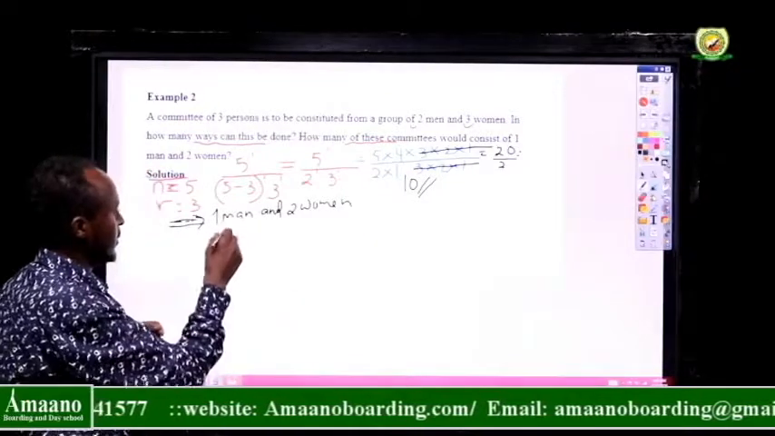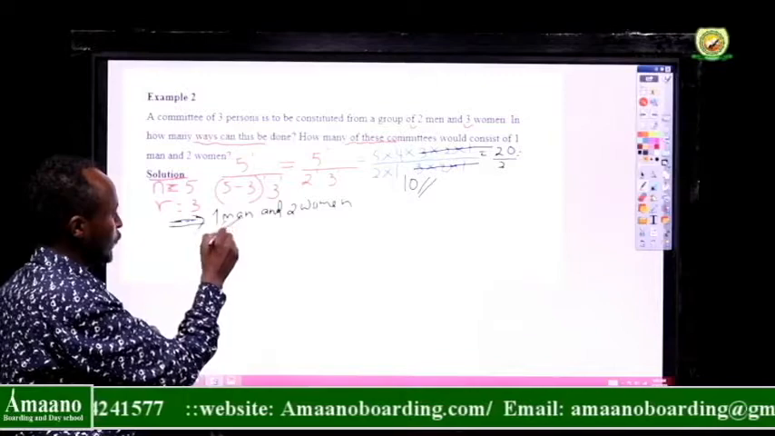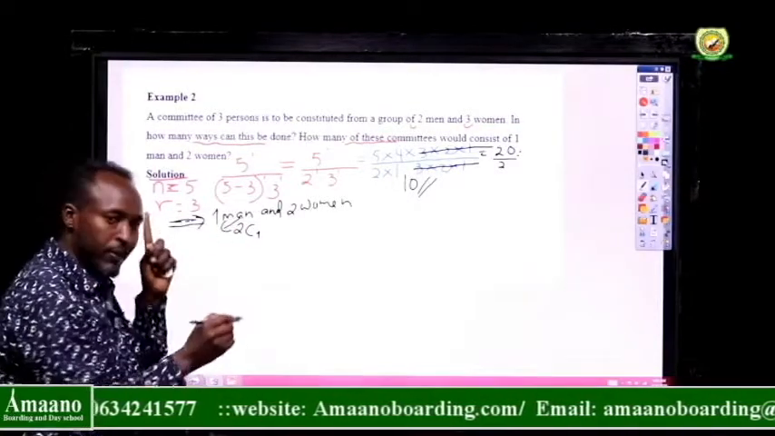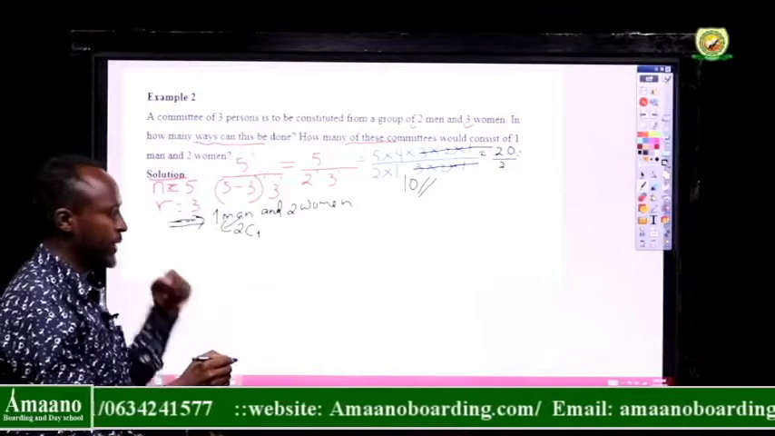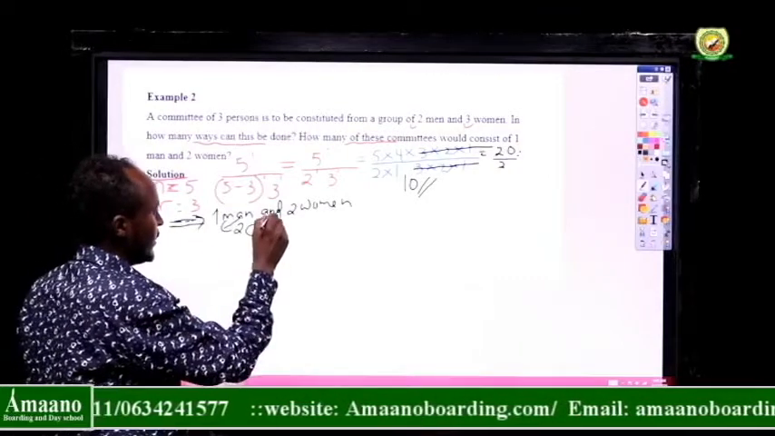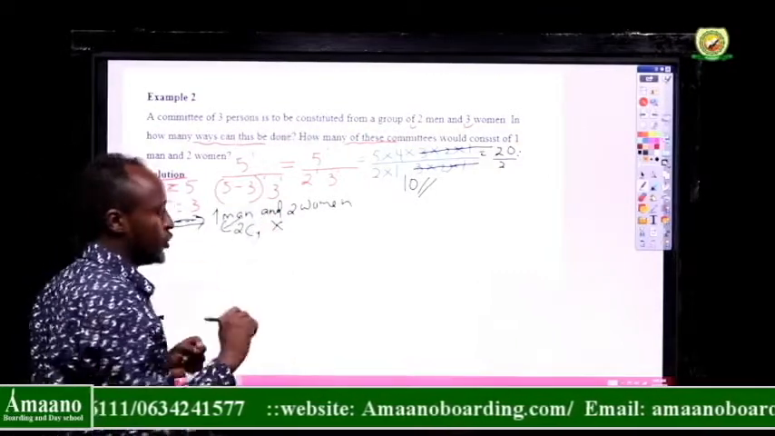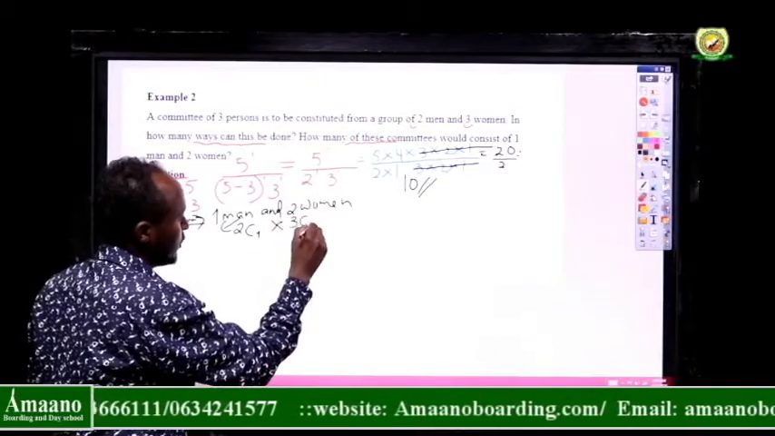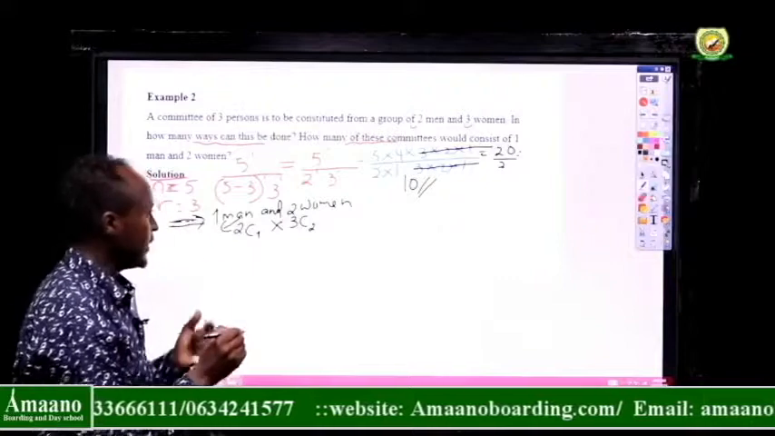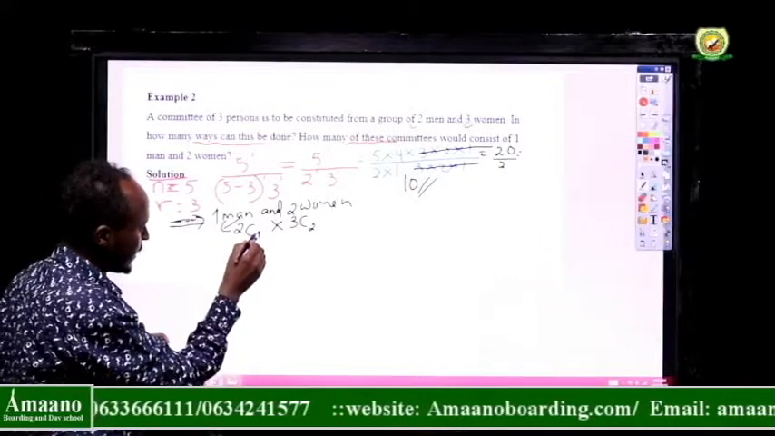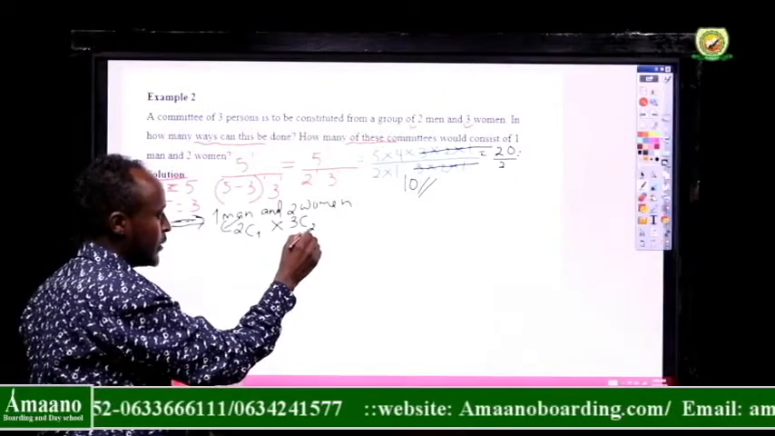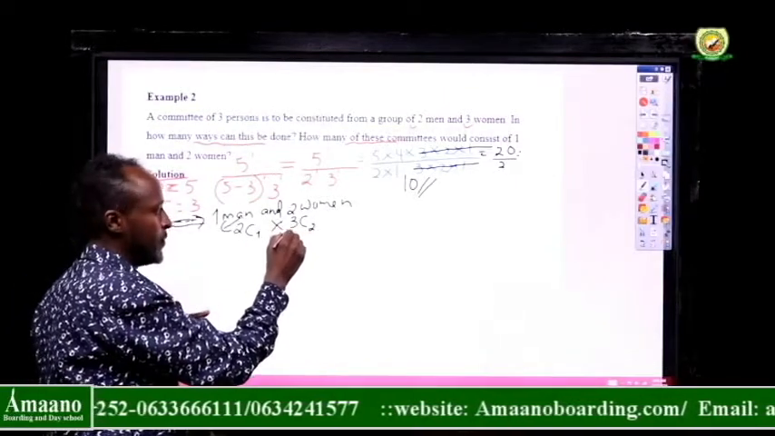It means that in this question we want to find the number of combinations, the number of committees, that consist of 1 man from 2 men, and it is multiplication. In how many ways can we select 2 women from 3? This is the number of ways that we can select 1 man from 2, and this is the number of ways that we can select 2 from 3.